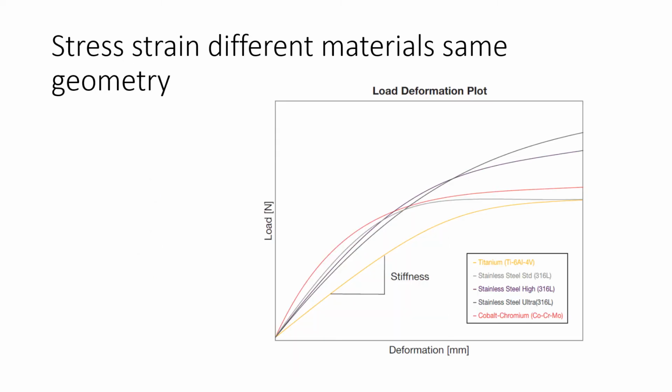This stress-strain chart shows the different materials have different qualities. The flatter the line, the more ductile the material. So you can see here quite clearly that cobalt chrome under the same load doesn't deform as much as titanium. So cobalt chrome is the stiffer material and titanium is the more elastic material, with stainless steel somewhere in between.